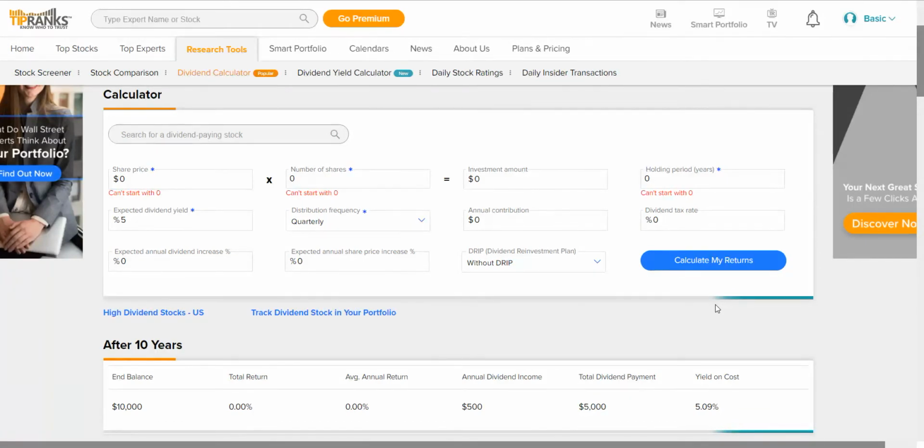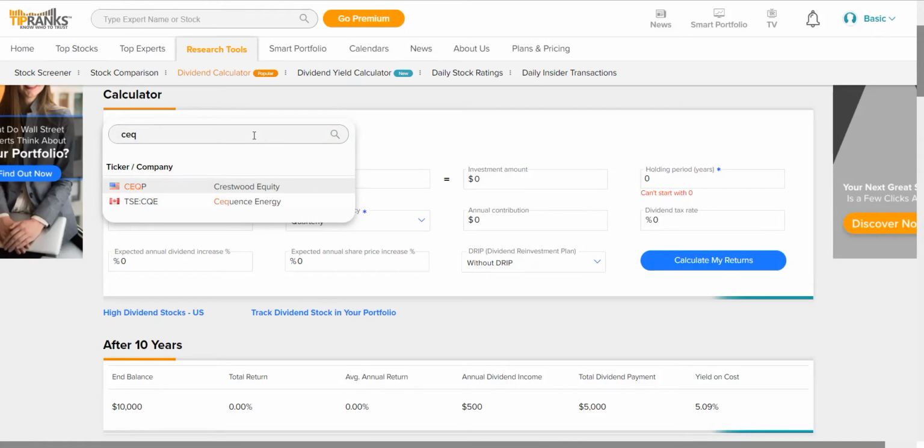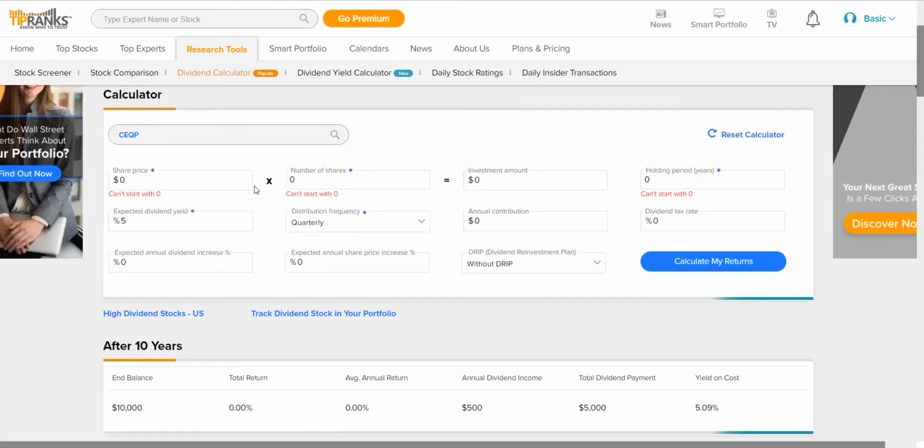So for today's example, I'm going to be using a stock called Crestwood Partners, and the ticker symbol for that is CEQP. So Crestwood Equity is currently trading around $30, and the annual dividend yield is 8.3%. So that is on a little bit of a higher side than your typical dividend yields, but I just wanted to use this for illustration purposes, and I want to show you what the power of a high dividend yield does in addition to reinvesting your dividend payout and adding to your portfolio on a monthly basis.